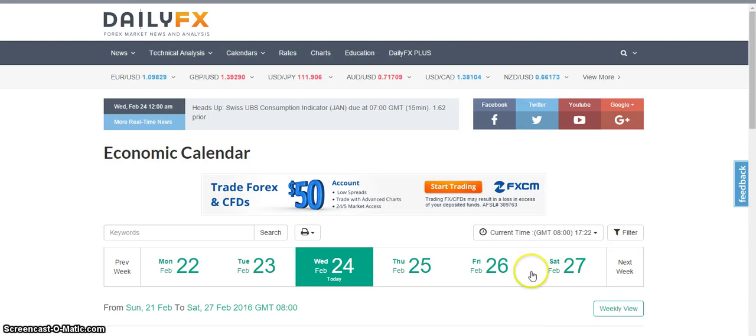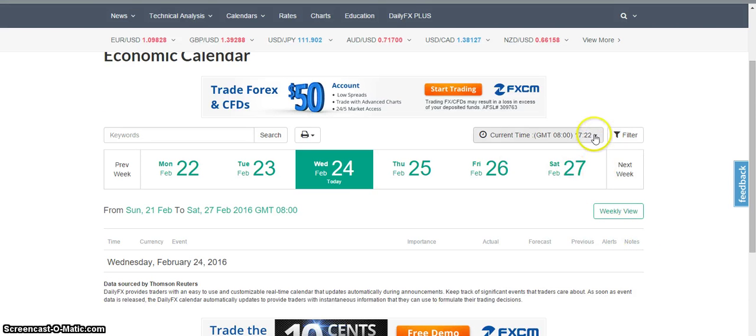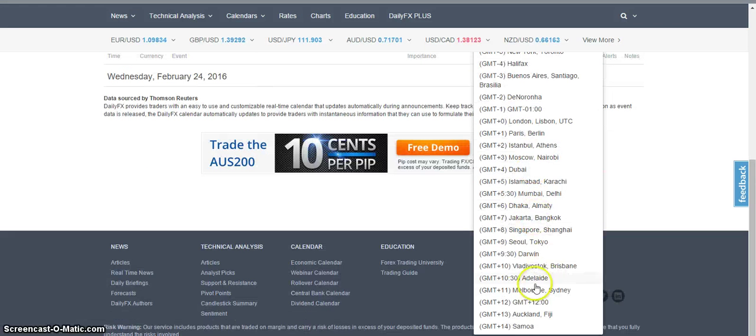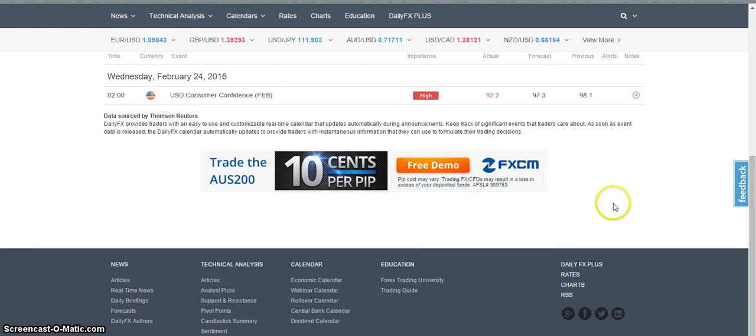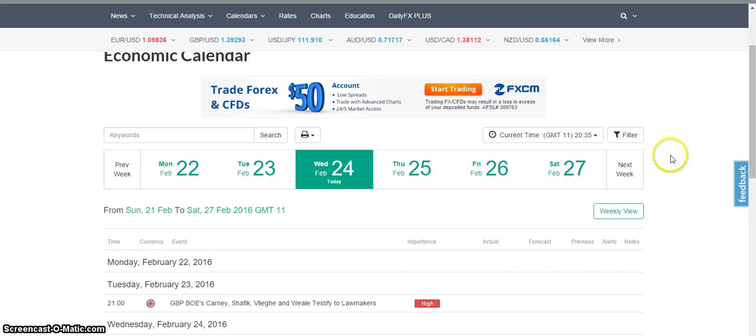Here we have the daily FX calendar. So what we're going to do is just go ahead and filter on the high importance news, and then once we've done that, we're going to click on and drop down to your local GMT time. I'm using GMT plus 11 for the east coast of Australia. What we're going to do is change it to the weekly view, and that way we can see what news has occurred at the beginning of the week and what's going to occur throughout the week.